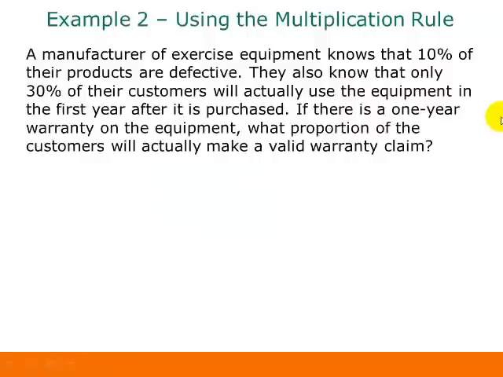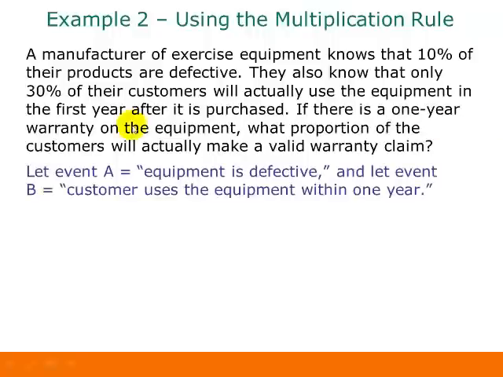Here's another example. A manufacturer of exercise equipment knows that 10% of their products are defective. They also know that only 30% of their customers will actually use the equipment in the first year after it's purchased. If there's a 1-year warranty on the equipment, what proportion of the customers will actually make a valid warranty claim?